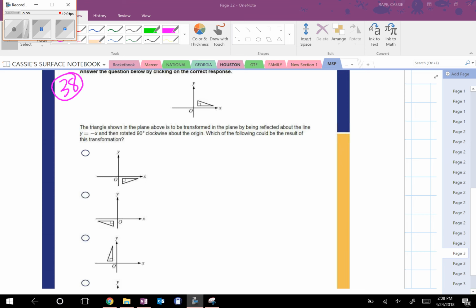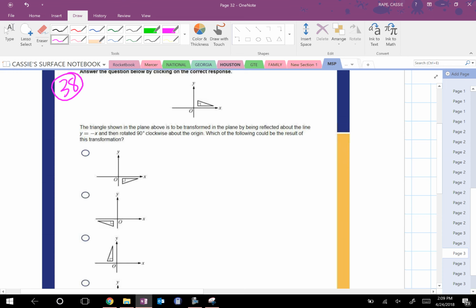Number 38, you're looking at a triangle and you're transforming it by reflecting it across the line of negative identity and then rotating it 90 degrees in a clockwise manner about the origin. So what we're looking to do is, well, first of all, I'm going to tell you that's tiny and I have a hard time seeing it. I'm not particularly good at envisioning it.